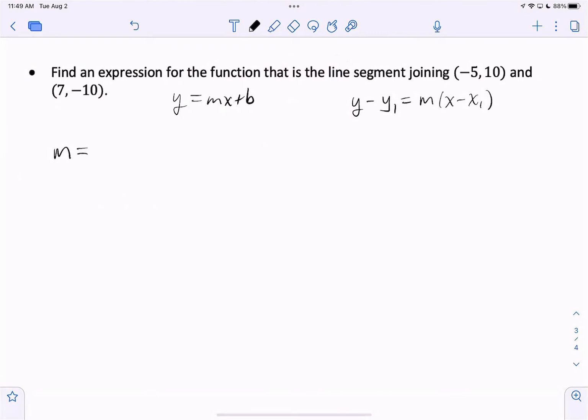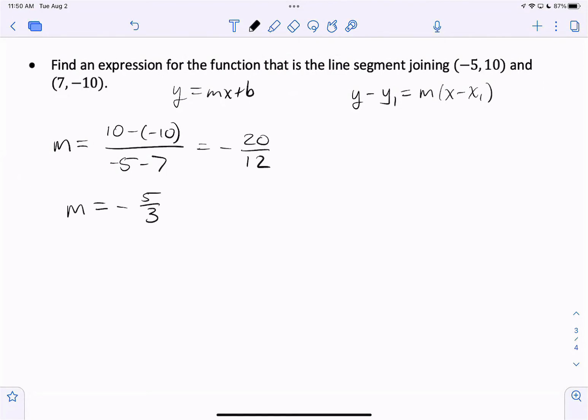Remember, slope is rise over run, and so we're going to take the difference of the y values, 10 minus -10, divided by the difference in the x values, -5 minus 7. And after simplifying, we get that the slope is -5/3.